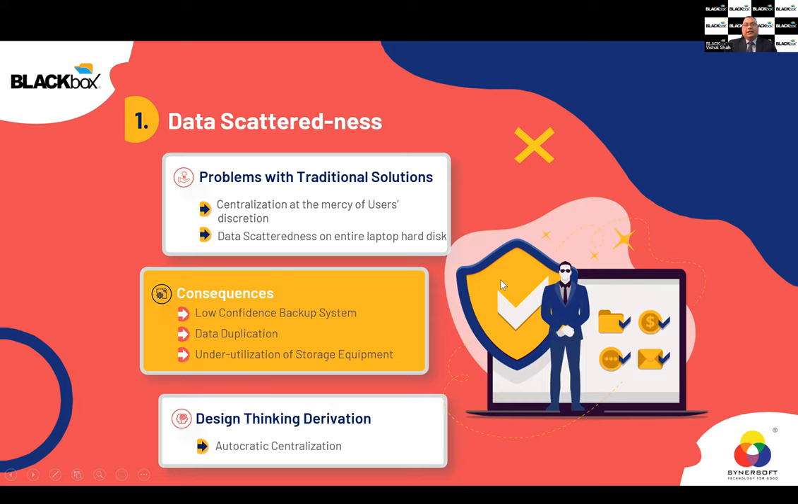So first problem is data scatteredness. Before I explain this problem, let me remind you a story which we have read in our childhood. There was a king who announced that everyone living in his village has to visit his palace with a glass of milk and pour that glass of the milk in a small pool built in his palace in the night time.